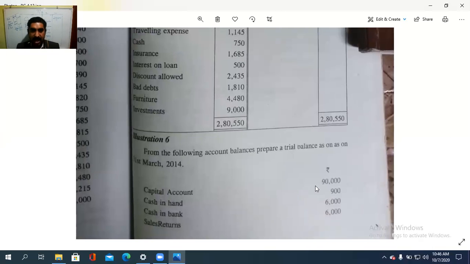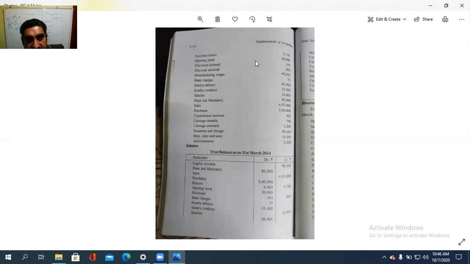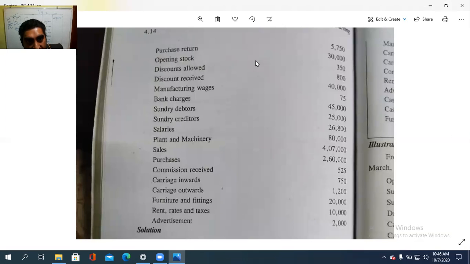Capital account, where it is coming, on the credit side. Cash in hand on the debit side. Cash at bank on the debit side. Sales returns on the debit side. Then purchase return on the credit side. Opening stock on the debit side. Discount allowed on the debit side. Discount received on the credit side. Wages on the debit side. Charges with regard to the bank, debit side.